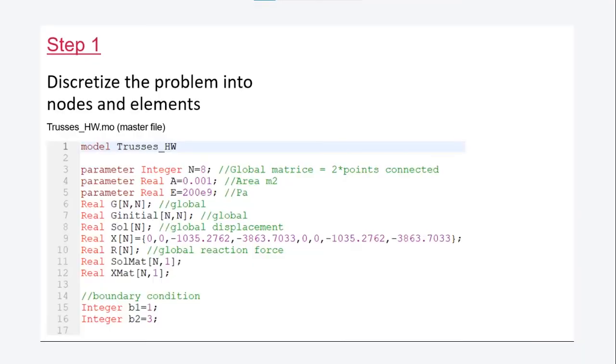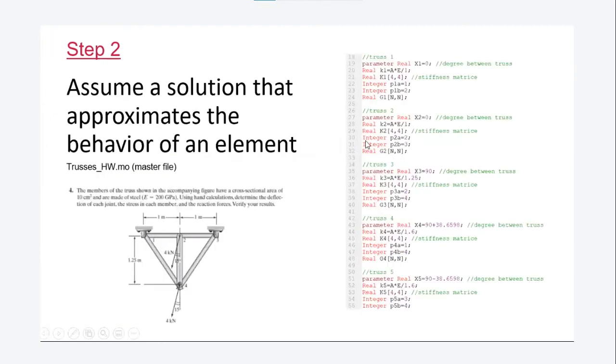There are a few steps that we have to follow. First, we have to discretize the problem into nodes and elements. Here we have the master file, truss.mo. First, we input the parameters and some constants from the question shown in the previous slide. After we discretize the problem into nodes and elements, we assume a solution that approximates the behavior of an element in the same master file.